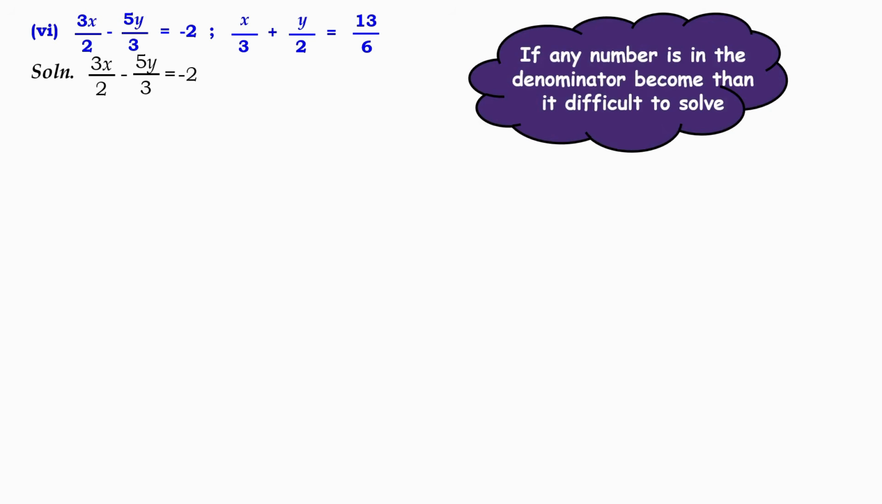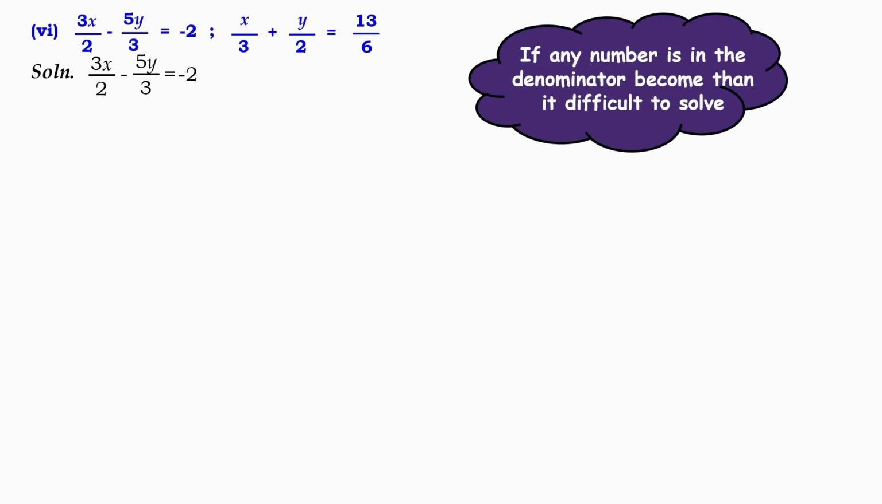Now let us solve question 6 using the substitution method. The pair of equations is 3x/2 minus 5y/3 equals minus 2, and x/3 plus y/2 equals 13/6.